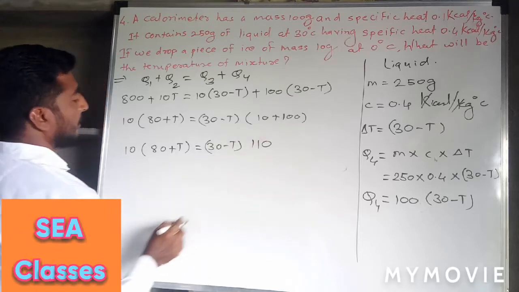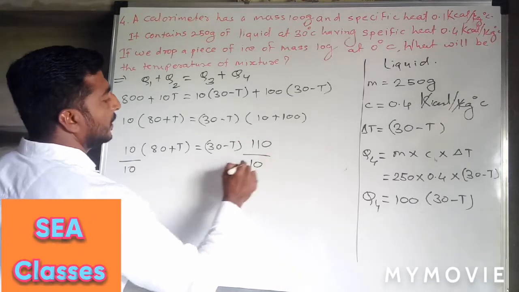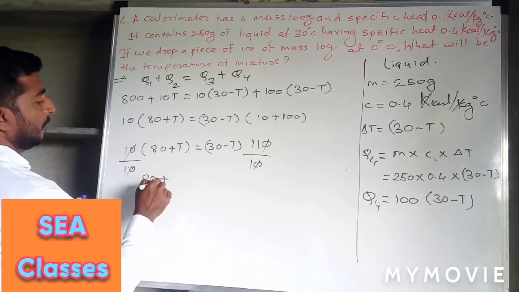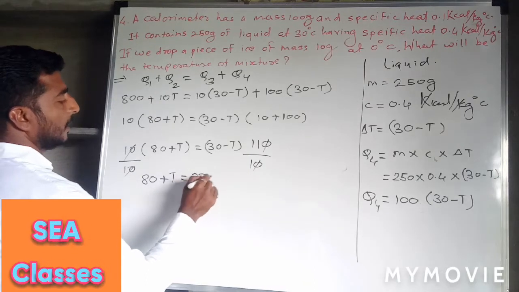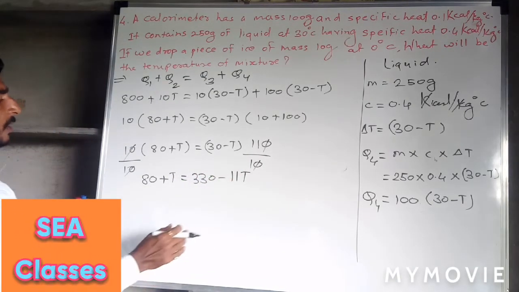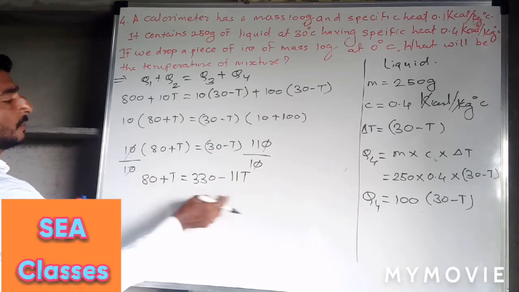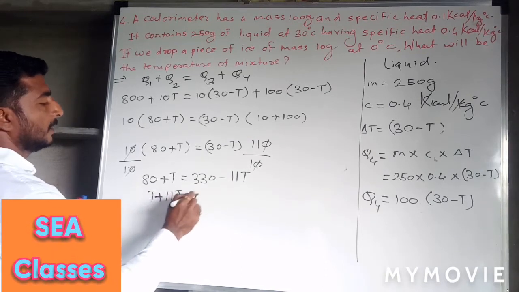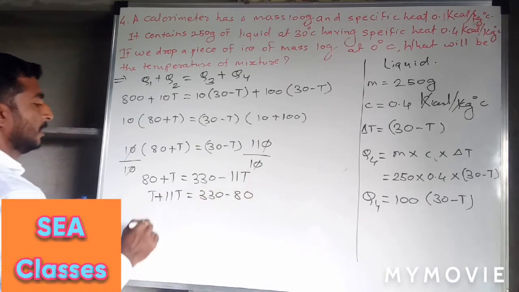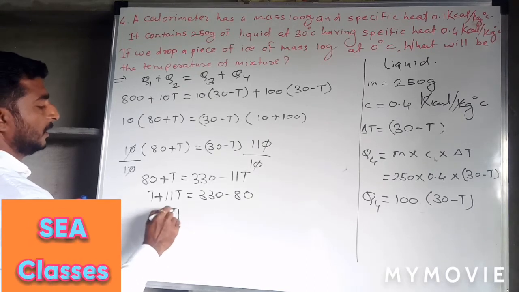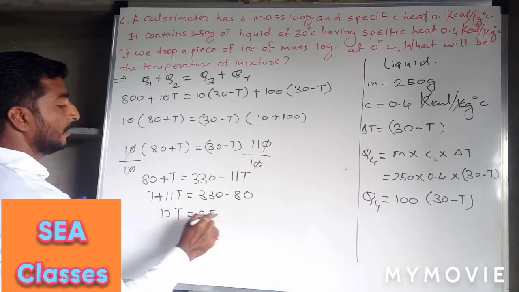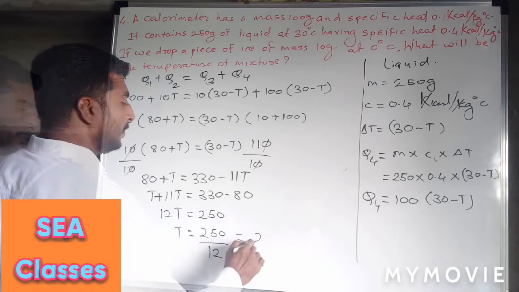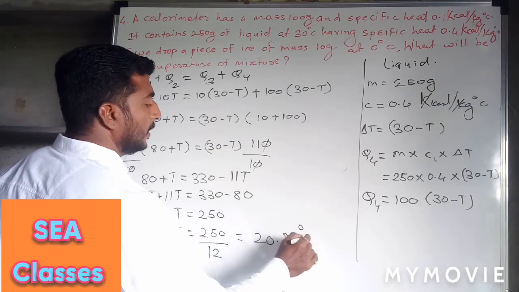It will be 110. So divide both sides by 10, so it will be 11. So here you multiply by 11. So 80 plus T is equal to 11 into 30 minus T, that is 330 minus 11T. Now this 11T we will take here. It is subtracted, so we will add here, and this 80 we will take there. So it will be T plus 11T is equal to 330 minus 80. So that will be 12T is equal to 250. So T is equal to 250 upon 12. It will be 20.83 degree Celsius.